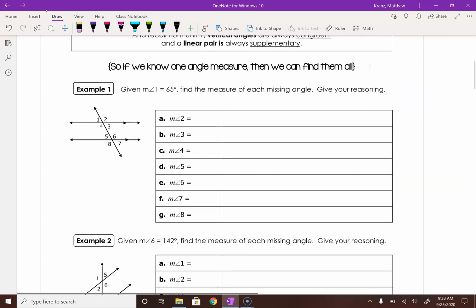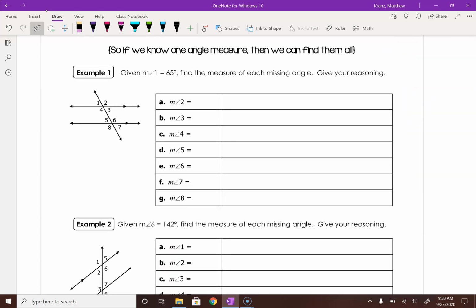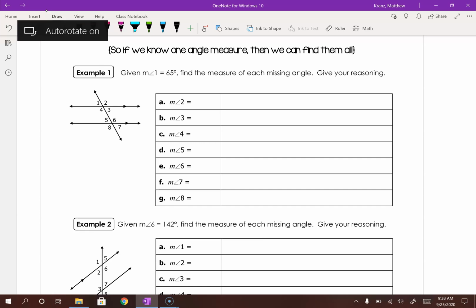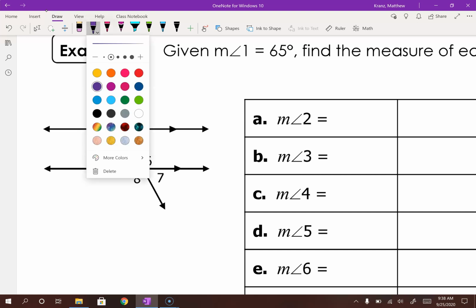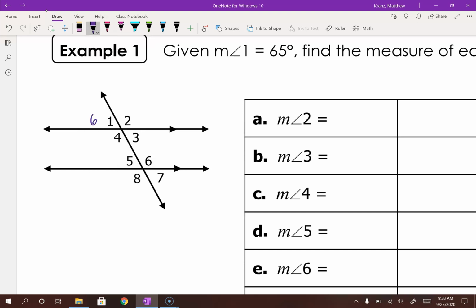All right, now we're going to go ahead and fill in our angles here. We're not even going to worry about filling in what's going on in this chart. But it tells me that angle 1 is 65 degrees. So if angle 1 is 65 degrees, aren't these a linear pair? And they equal 180. So that means if angle 1 is 65, angle 2 must be 115.